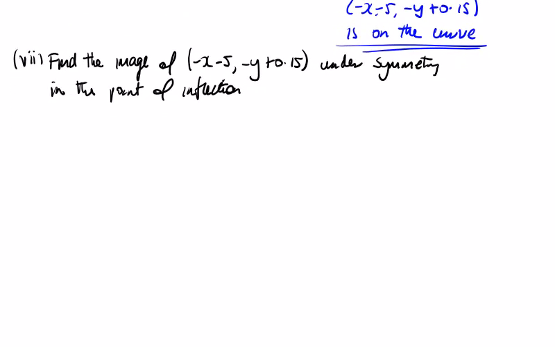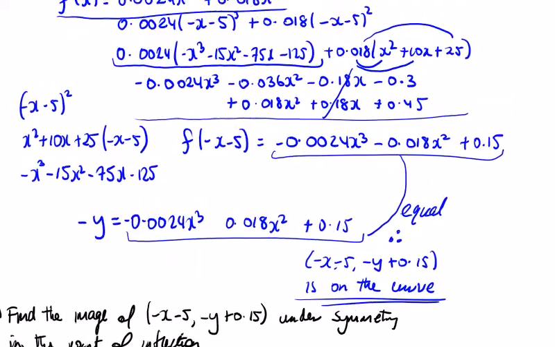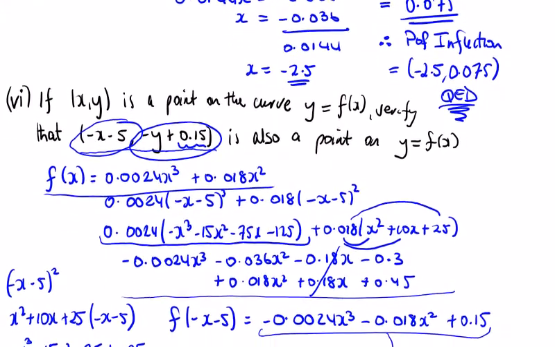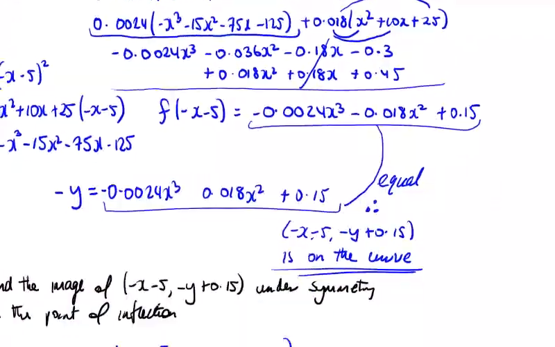Now we're asked to find the image of this under symmetry in the point of inflection. So let's write this down. Symmetry on the point of inflection at this point here. Okay, the point of inflection we got up above, what was it? Minus 2.5, 0.075.